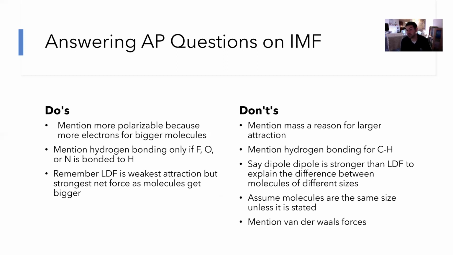Don't say dipole-dipole is stronger than LDF to explain the difference between molecules of different sizes. That's a very simple one. They might give you two molecules. They might ask you to predict which one's going to have the stronger intermolecular forces. One of them might be polar, the other one might be non-polar. You are going to be tempted to say, okay, well, the polar one has the dipole-dipole, so that's stronger than the non-polar one, which only has LDF. Well, did you compare the molecule sizes? Because the size will override that. As we get bigger molecules, more polarizable, we're going to get more net LDF attractions.